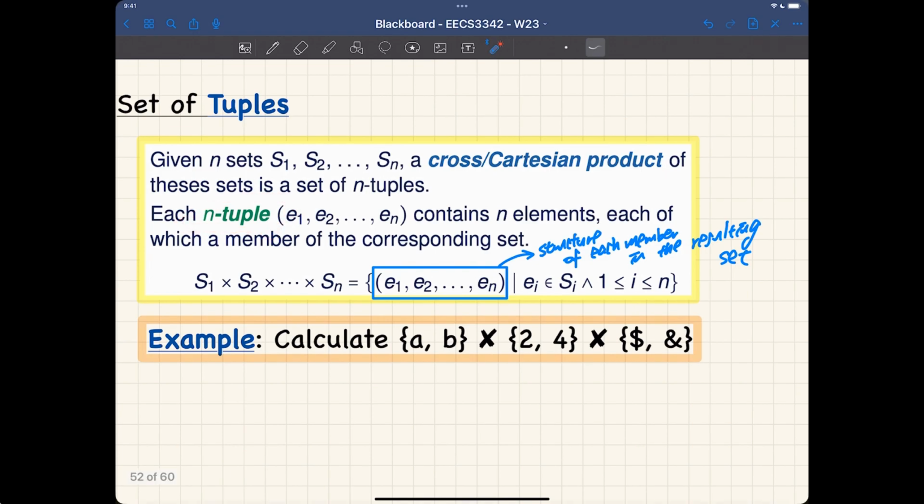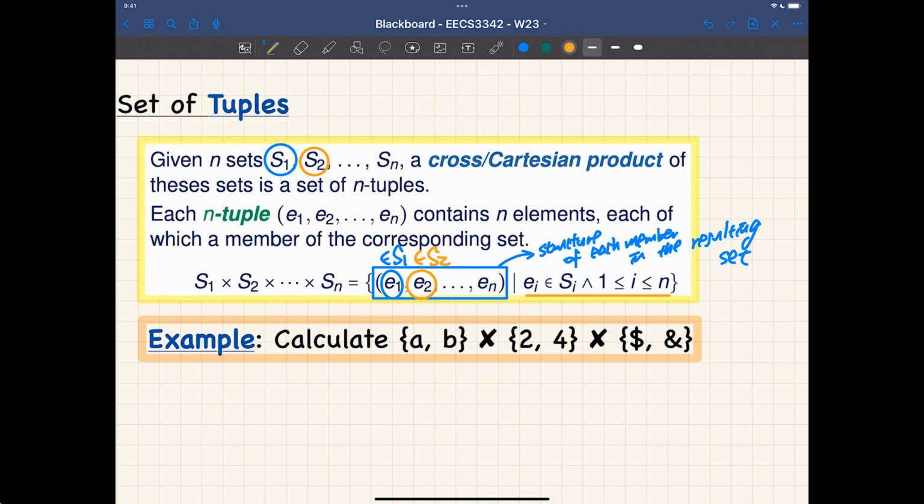And how should we construct such an n-tuple? Then we'll do one example. Each of the elements here should be in its corresponding set. For example, E1 should be a member of set number 1. You can see set number 1 over here. And also, element number 2 should be a member of set number 2, and so on. That's what this is trying to say. Don't be too terrified by the math; it just makes it precise for you. Based on this, we can easily calculate the cross product. Okay, let's take a look.